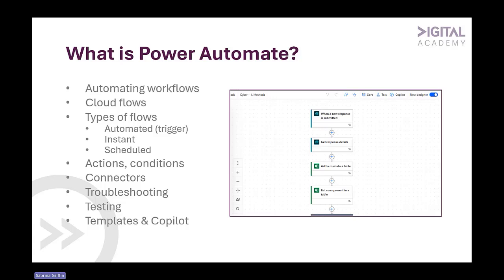And you can also use Copilot once you've created a flow. You can use that Copilot prompt box to say, actually, I want to create a new step. Maybe I want to create a new step to send someone an email. Can you set that up for me? And Copilot will be able to add that step into your flow.